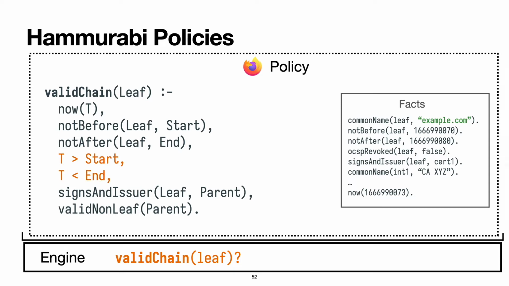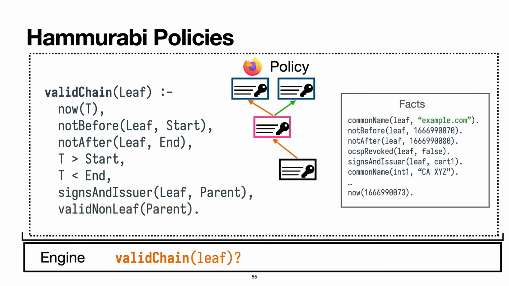For instance, this valid chain relation holds if the current time is between the not before and not after fields of the leaf, there exists a parent certificate that signs and issued the leaf, and that parent is a valid non-leaf, which is a recursive relation that must terminate in a trusted root. Prolog is particularly well suited for certificate validation because it allows validation logic to be expressed declaratively, and Prolog engines are built to efficiently search for paths that satisfy rules.